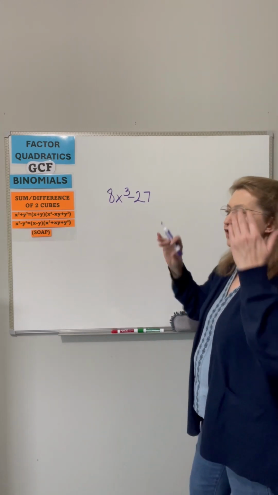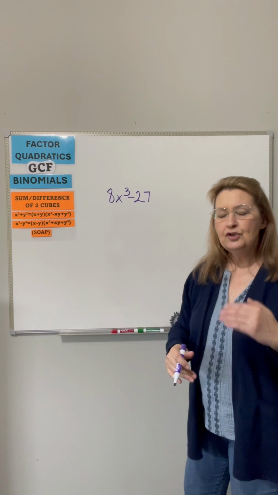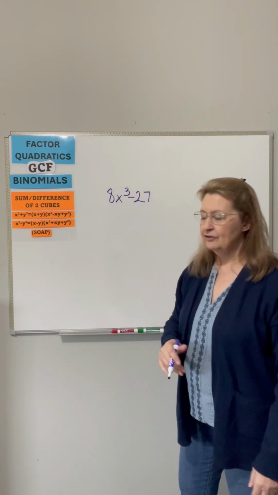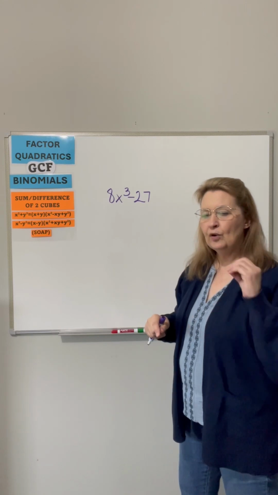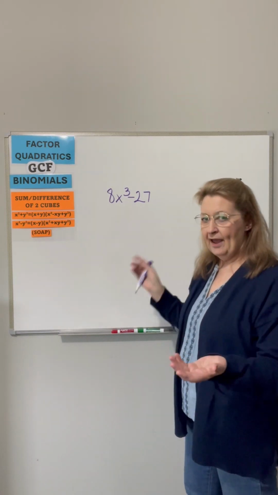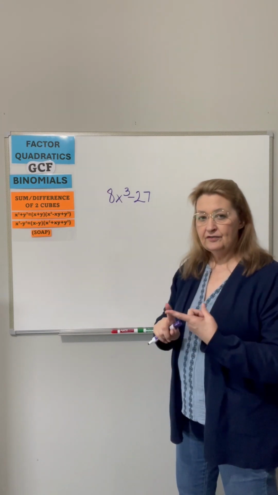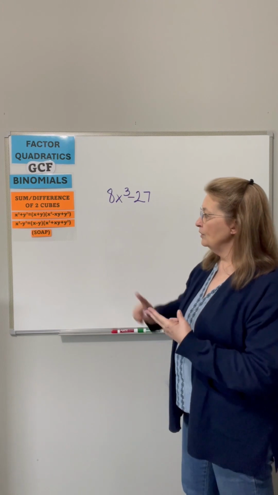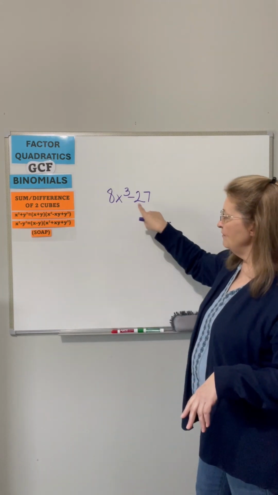But anyway, let's look at this. First of all, you go through these steps every single time. Do you have a greatest common factor? No, you don't. So let's move on. Count your terms. 1, 2. All right, I have a binomial, so I can either use the difference of 2 squares or the sum or difference of 2 cubes.